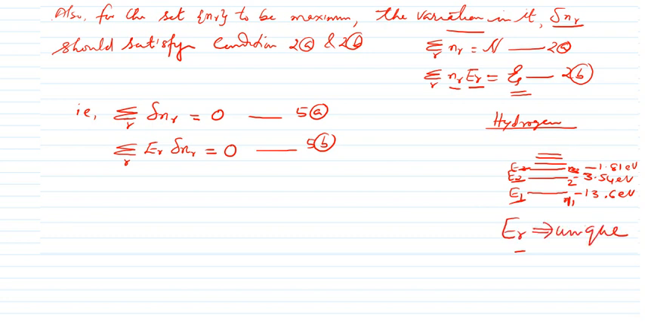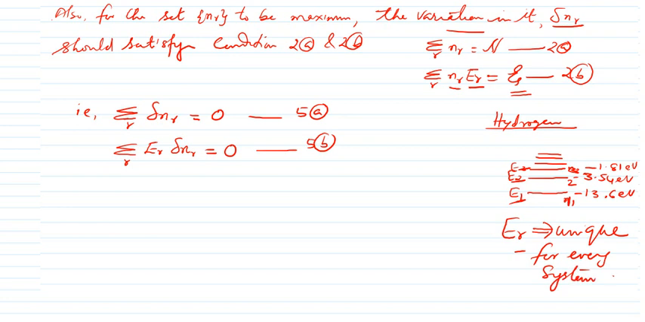ER is not a variable for a particular system. ER is unique for every system. It's a characteristic of the system that we are considering. That is the reason I have taken ER to be a constant and only NR is variable. NR is the number of particles in each of the states there, right?